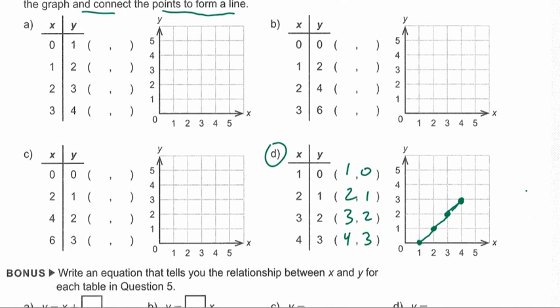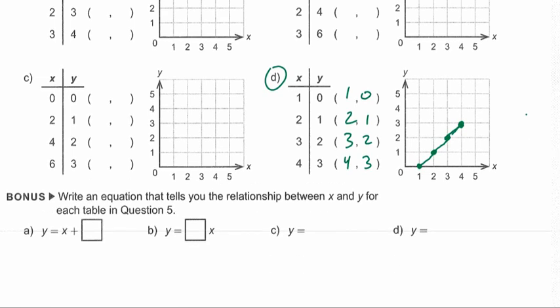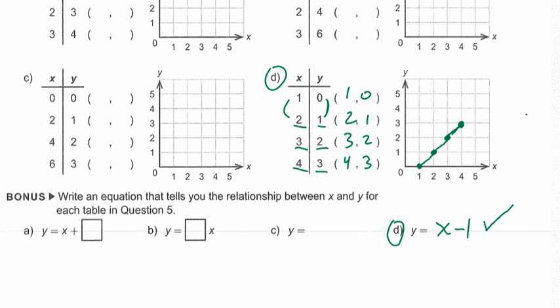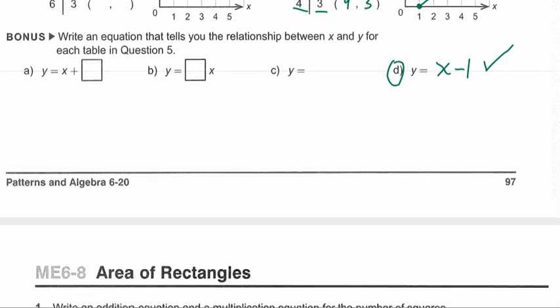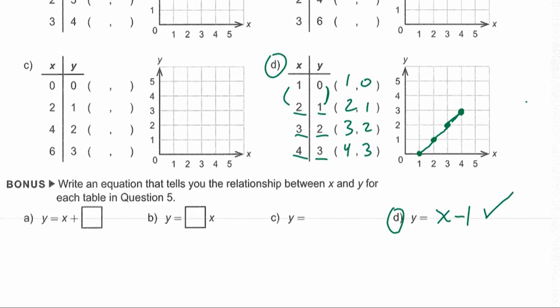Bonus, it says, write an equation that tells you a relationship between x and y for each of the ones in question 5. So what's D? What's the relationship between x and y? Well, this one's going up by 1 and this one's going up by 1. So we know that I'm not multiplying by anything because the gap is just 1. So what's the relationship between x and y? Y equals x minus 1. So if I go 1 minus 1, that's 0. If I go 2 minus 1, that's 1. If I go 3 minus 1, that's 2. 4 minus 1 is 3. Yes, that's the correct relationship or formula. So relationship can really be used as a formula as well. All right, I hope that helps.